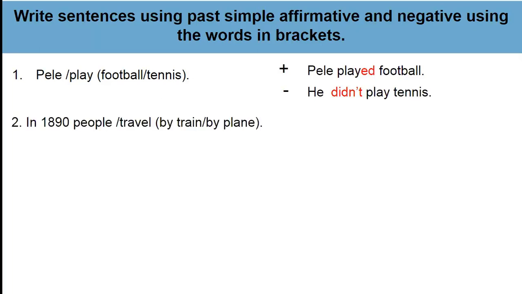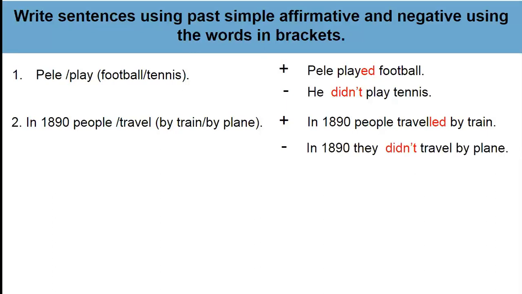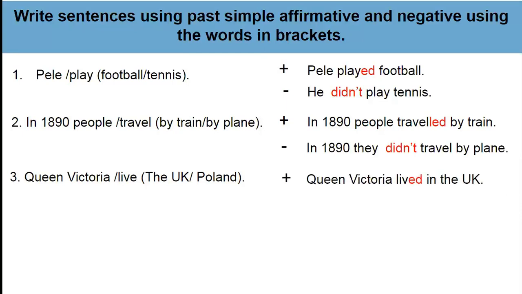Next sentence, in 1890, people travel by train or by plane. In the affirmative sentence, it will become: in 1890, people traveled by train. But the negative form will be: they didn't travel by plane. Queen Victoria lived in the UK or Poland. Let's see. She lived in the UK. So she didn't live in Poland.